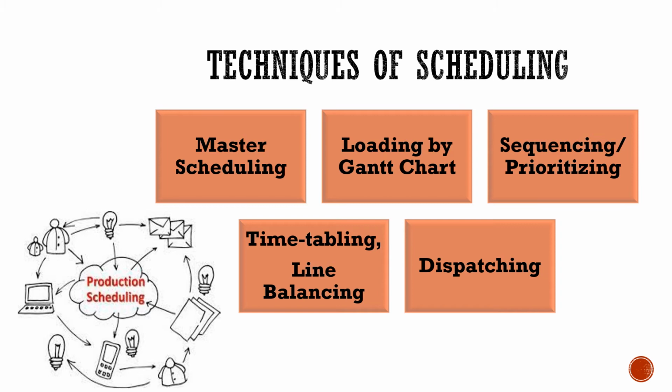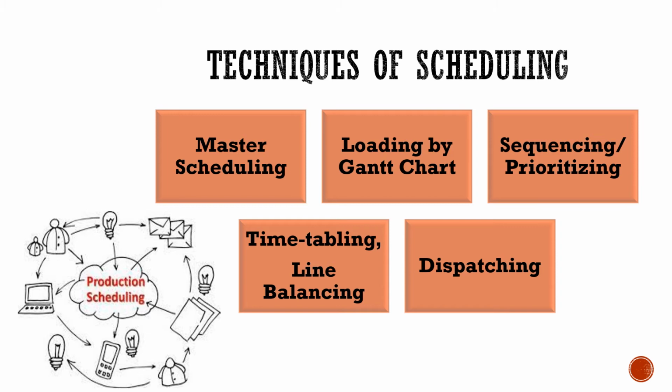And what is the scheduling technique? It is an important technique of determining the starting and completion time of each operation, and that of the total manufacturing process. Means you have to determine the starting time of the operation, the completion time of the operation, and the total manufacturing process time, so that man and machine can be utilized at the maximum level. Then we will see techniques of scheduling. The first is master scheduling. Master scheduling means what? When we get the order, we do master scheduling.